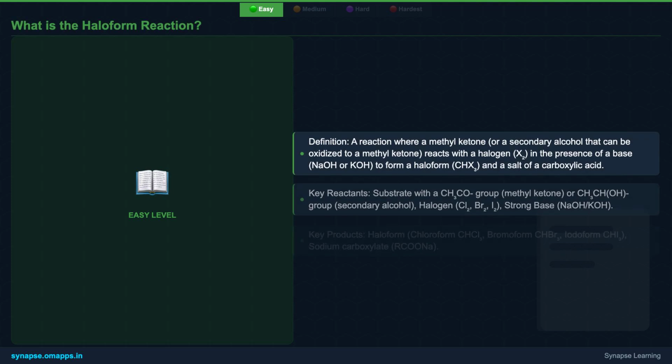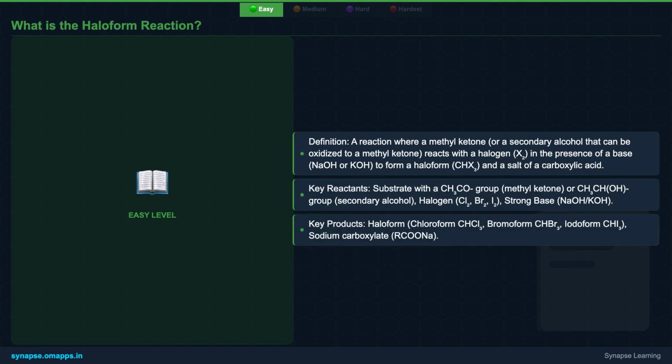So, what exactly is the haloform reaction? At its core, it's a chemical process where a specific type of organic compound, either a methyl ketone, which has a CH3CO group, or a secondary alcohol that can be easily oxidized into a methyl ketone, reacts with a halogen, like iodine, bromine, or chlorine. This reaction needs a strong base, such as sodium or potassium hydroxide, to proceed.